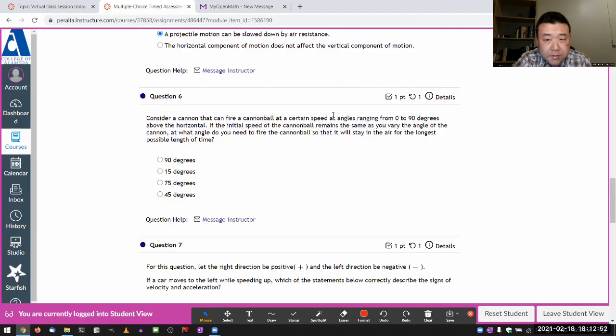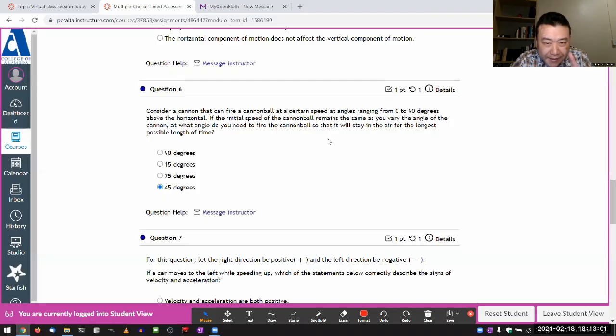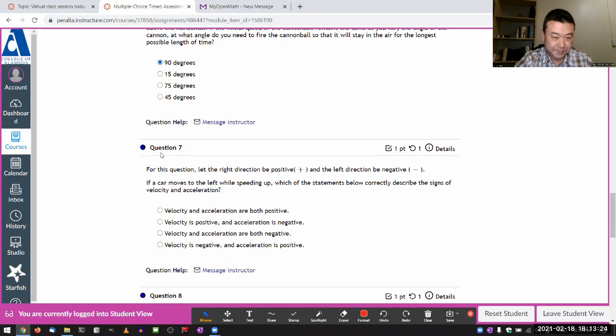Consider a cannon that can fire, if the initial speed is the same. Oh, I think I've seen this example before, 45 degrees. Oh, wait, I need to read the question. It'll stay in the air for the longest possible length of time. It's not asking at what angle it'll have the maximum range, which was what I was thinking of, but I need to answer what the question asks. So for that question, it needs to be 90 degrees, so that I'm firing it straight up. That'll maximize the amount of time in the air.